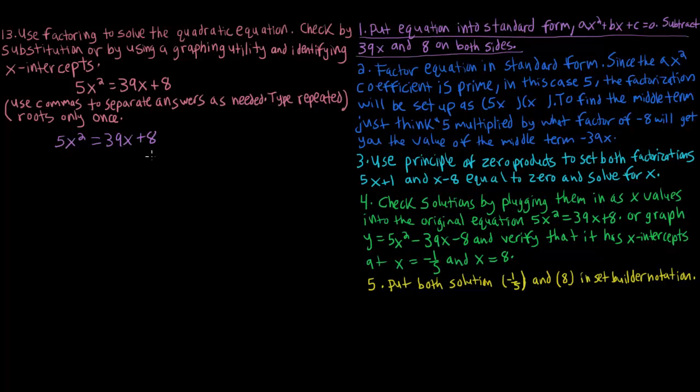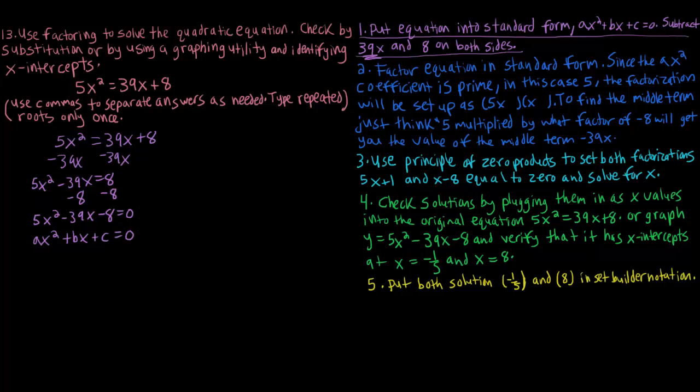So let's subtract 39x from both sides. 39x minus 39x. So you have 5x squared minus 39x equals 8. To get 0 on one side, subtract 8 from both sides. So you have 5x squared minus 39x minus 8 equals 0. And now our equation is in standard form of a quadratic equation, which is ax squared plus bx plus c equals 0.